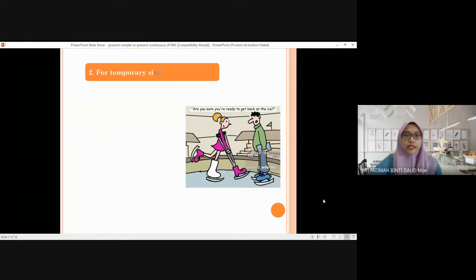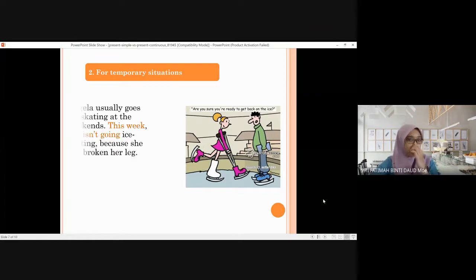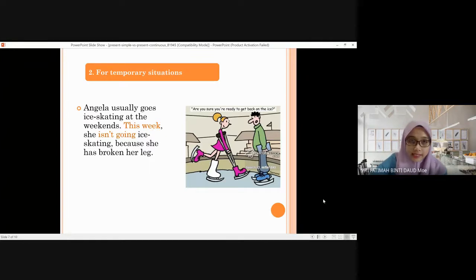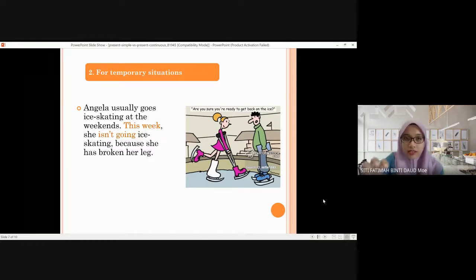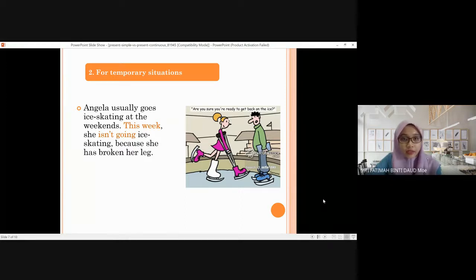Okay, next one is for temporary situations. Do you know what is the meaning of temporary? Sementara, okay? Something temporary is sementara. Okay. Angela usually goes ice skating at the weekends. Okay. So look at the sentence. Angela usually goes. Ini dipakai present simple sebab dia memang pergi setiap weekend. Okay. But this week only, she isn't going ice skating because she has broken her leg. So this one is the exception lah. Untuk this week je dia sakit, so dia tak pergi. So you can use continuous, okay?